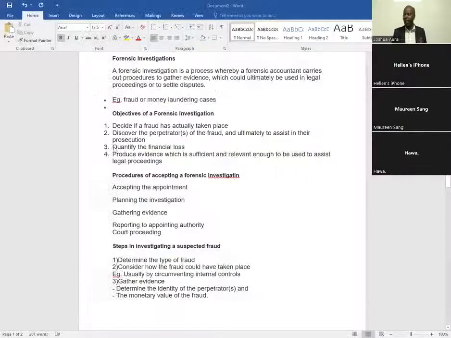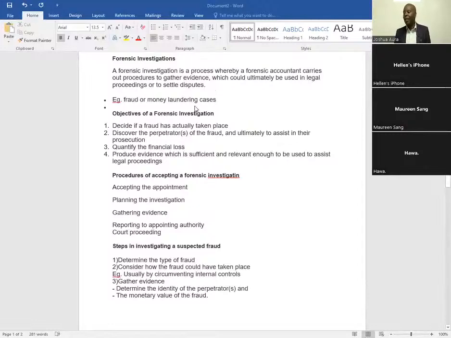Forensic means what here? Courts. Now, so I'm repeating again because this is quite a common area in your exams. A forensic investigation is that process whereby a forensic accountant carries out procedures to gather what here? Evidence. Remember, ladies and gentlemen, if you want to pin down these fraudsters in a court of law, you must have what we call sufficient, appropriate evidence. So the evidence you gather must be of high quality, which could ultimately be used in legal proceedings or to settle some disputes, e.g. fraud or money laundering cases. So this is very common.